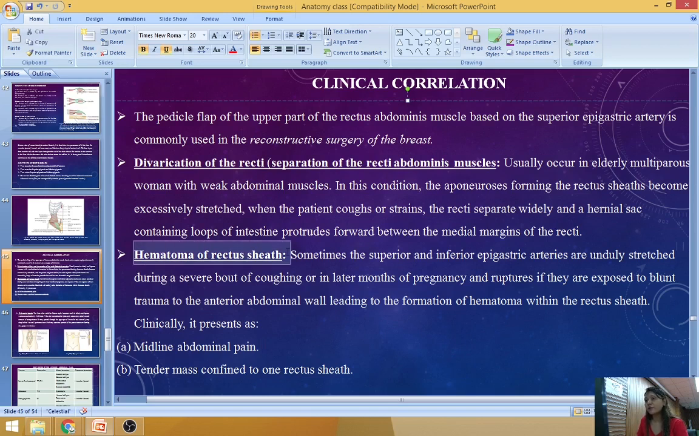Then we have hematoma of the rectus sheet. Sometimes the superior and inferior epigastric arteries are unduly stretched, and during a severe bout of coughing in later months of pregnancy, they might be exposed to trauma, so there might be hematoma in the rectus sheet. It usually presents with some midline abdominal pain and a tender mass.